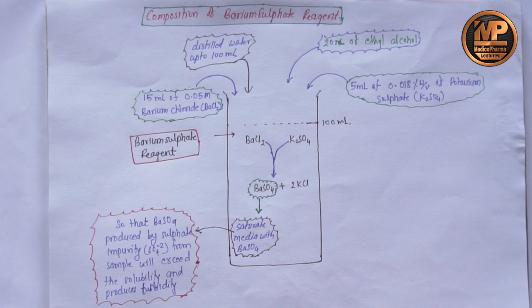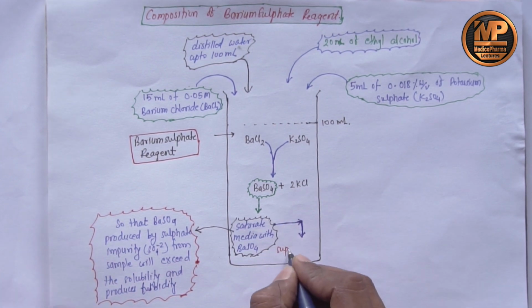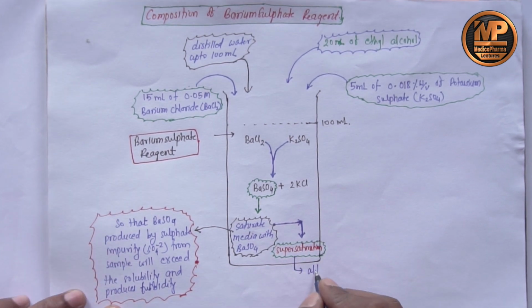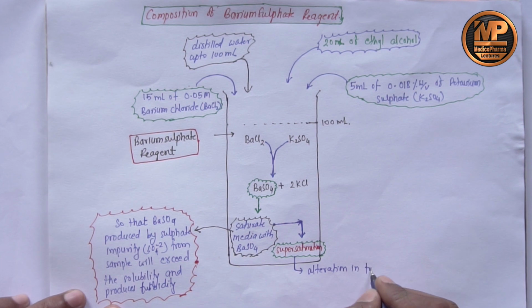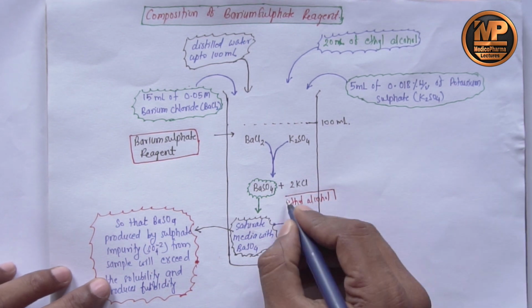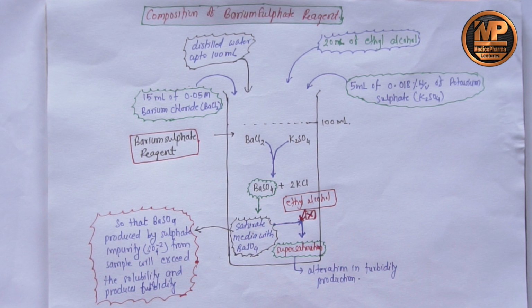Moreover, there is a tendency of the medium to become supersaturated with barium sulfate. Are you getting it? Due to that, there will be alteration in readings, and our result will be altered. So to inhibit or prevent that, we add ethyl alcohol. This ethyl alcohol will not allow supersaturation of the medium with barium sulfate.